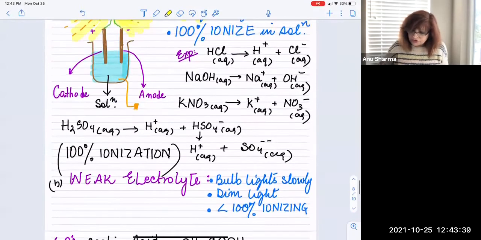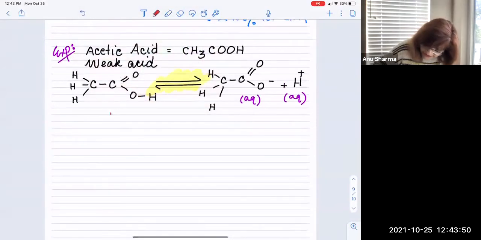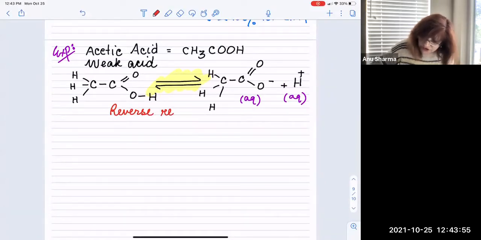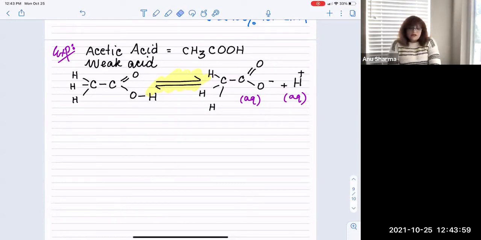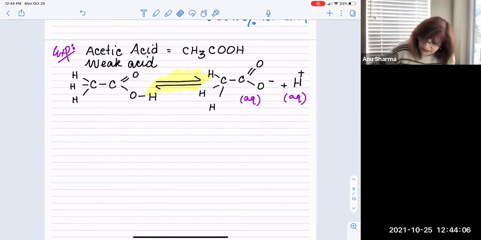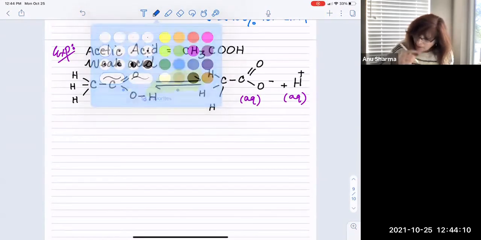So pay attention to this. This is one line going 100% in one direction, but here it's going back. So it is a reverse reaction, and you will study this reverse reaction. The moment the hydrogen ions are formed, they are not released, they are given back to the molecular state. Also, we see the other acid is this acid.